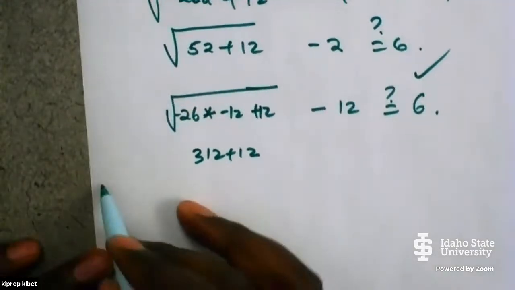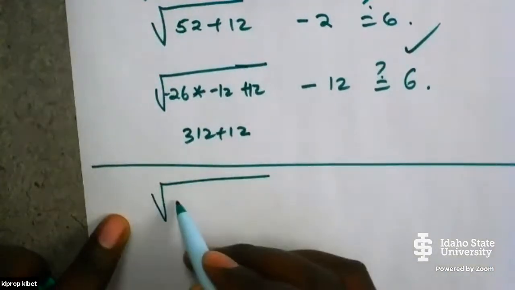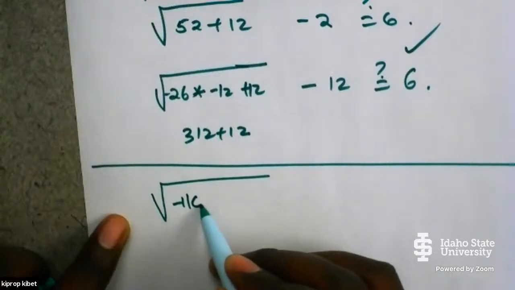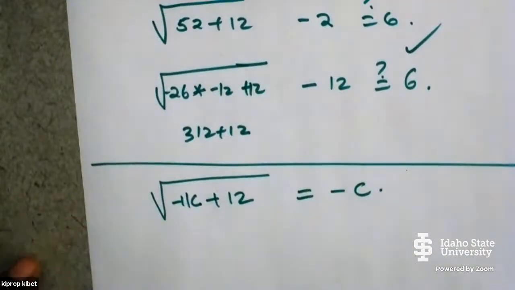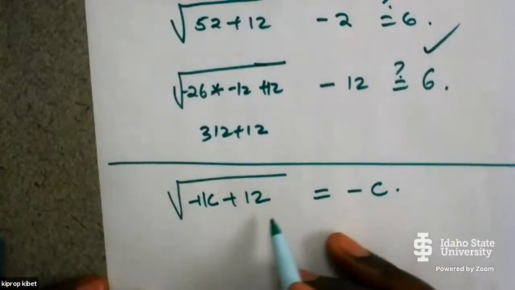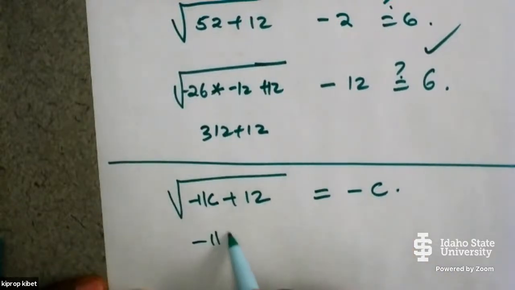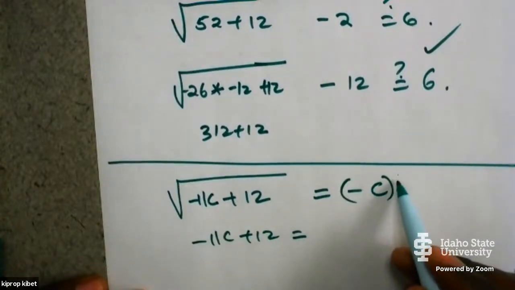Okay, I have another example here. Let's see it. The root of minus 11c plus 12 equals to minus c. So the first step is okay. The next step is now use raised to the power. So minus 11c plus 12 equals to what? This will be minus c squared.